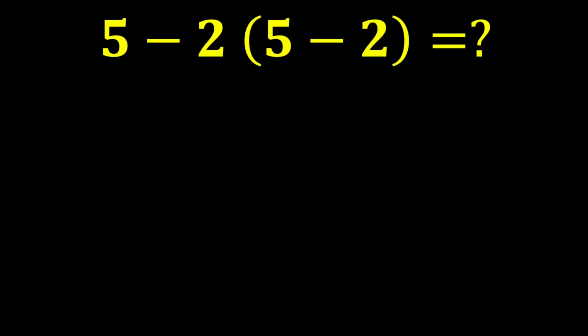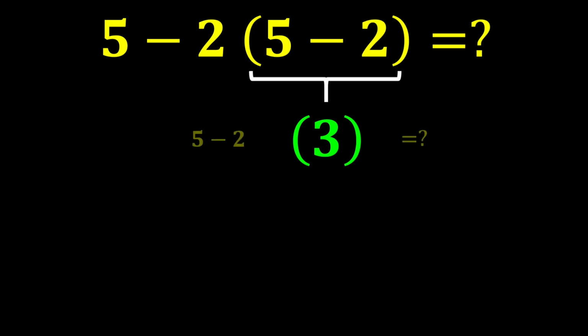5 minus 2 times (5 minus 2). According to PEMDAS, we first calculate inside the parentheses. 5 minus 2 gives us 3, and the expression becomes 5 minus 2 multiplied by 3.